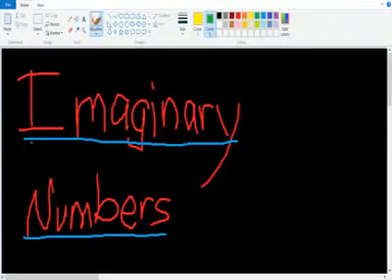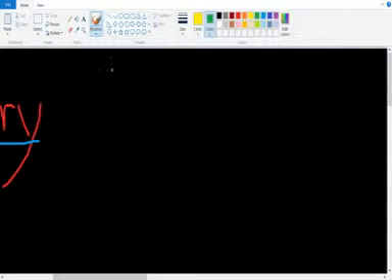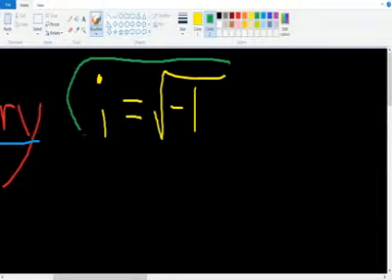Today we're going to be discussing the concepts of imaginary numbers. Imaginary numbers are numbers whose square root is a negative number. An imaginary number is the square root of negative 1, and we call it i. So i is the square root of negative 1. That can never change. That is set in stone and in concrete.